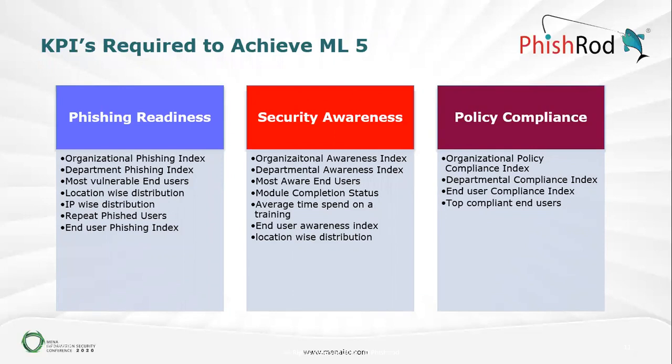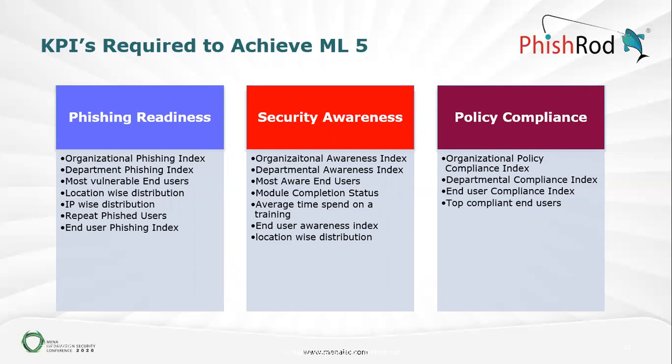Now, when you talk of these analytics, these are a few of the KPIs that are required. For example, an organization must know their phishing index. Phishing index is most likely a vulnerability index about the end user behavior. So you should know at what level your organization is vulnerable in terms of end user behavior. For example, organizational phishing index, department-wide phishing index, most vulnerable end users.